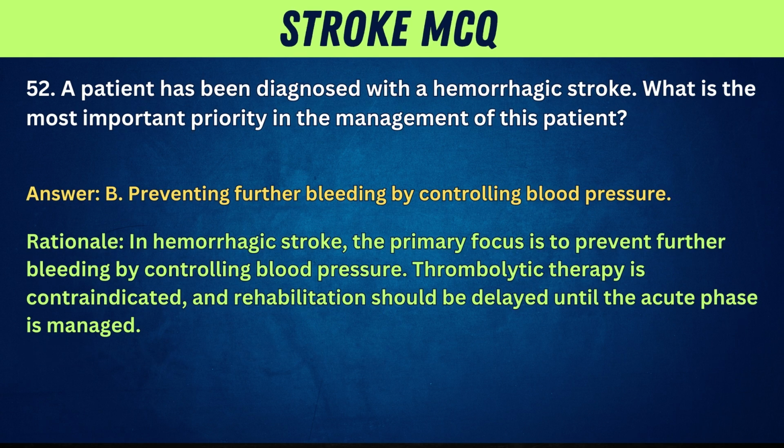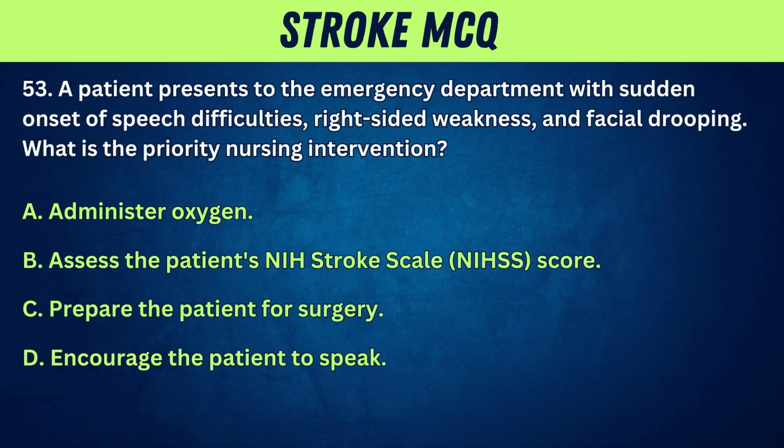Answer: B. It's preventing further bleeding by controlling blood pressure. Rationale: in hemorrhagic stroke, the primary focus is to prevent further bleeding by controlling blood pressure. Thrombolytic therapy is contraindicated, and rehabilitation should be delayed until the acute phase is managed.